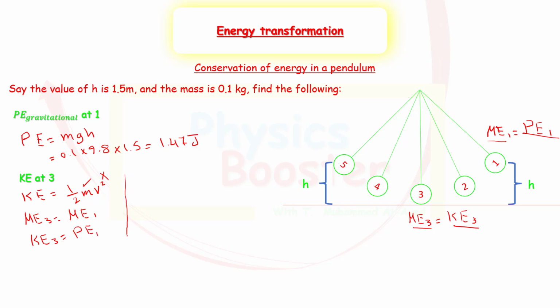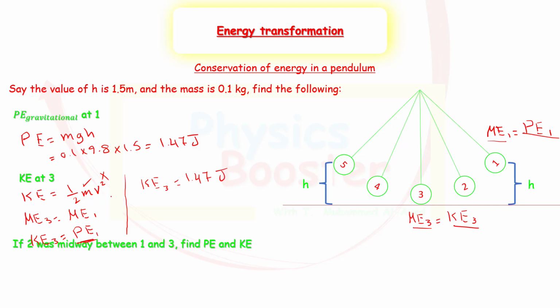Now, we already found this. We know that the potential energy at 1 is equal to 1.47. So this means that the kinetic energy, we can replace this with 1.47 joules. So it's straightforward. We can just say that all the energy transformed from potential energy to kinetic energy.